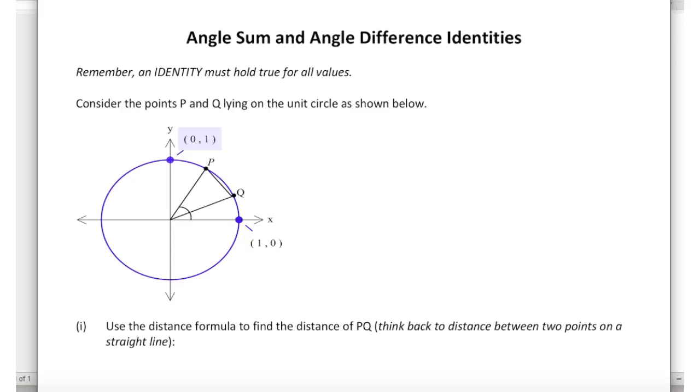In this video, we're going to derive some more trig identities, namely the angle sum and angle difference identities when we're using sine, cosine, and tangent. Just a reminder that an identity holds true for all values.